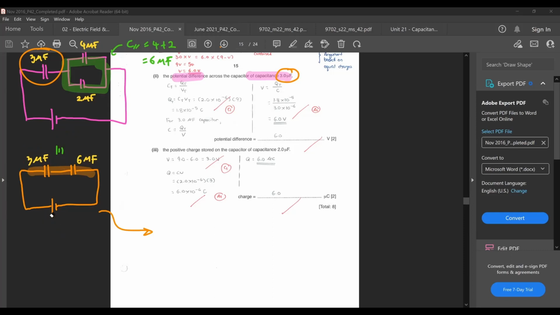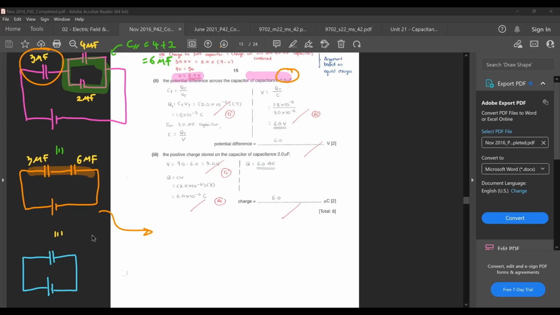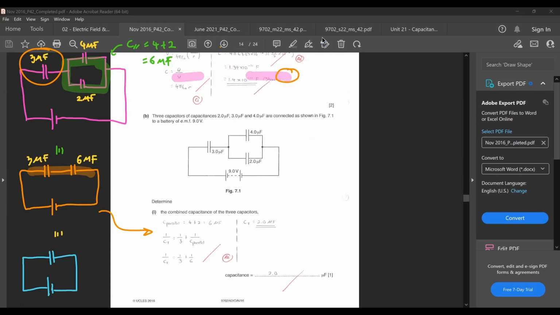So one way in which you can do this is by, again, simplifying your circuit all the way to the max. So this one here, you can see that it can be simplified further so that it becomes something like this, where you only have a single capacitor whose capacitance is 2 microfarads.